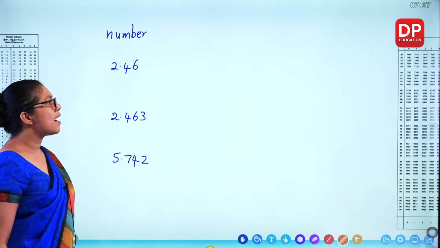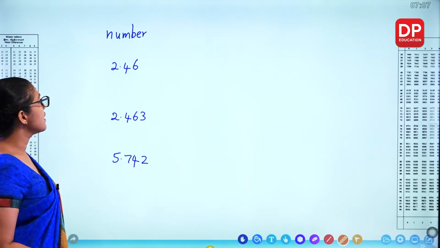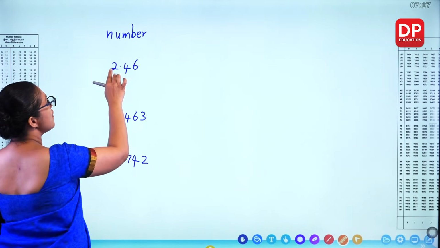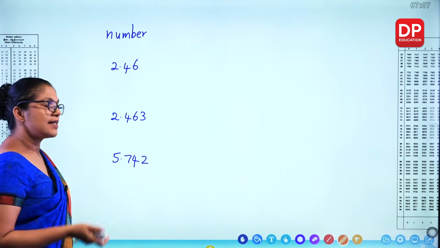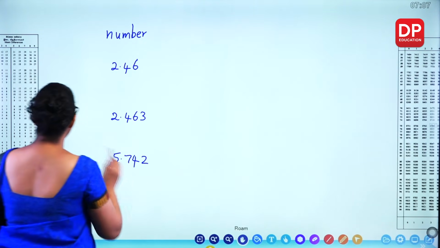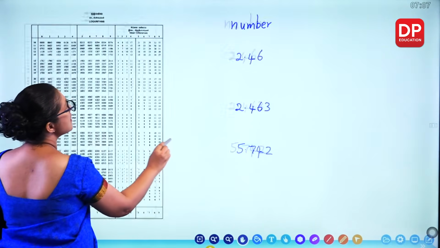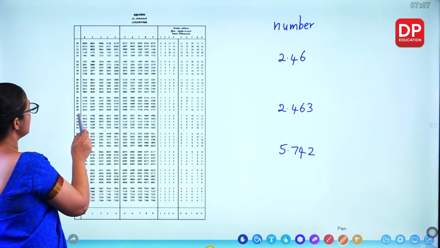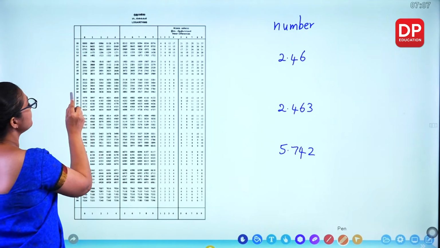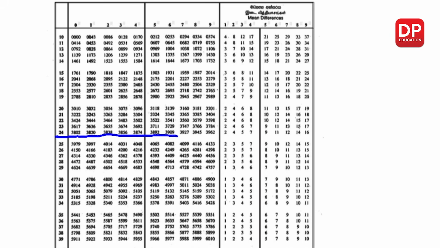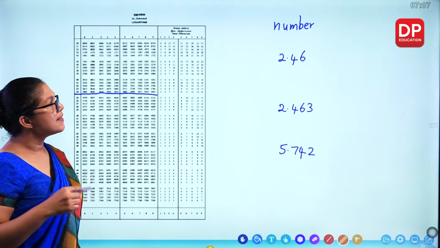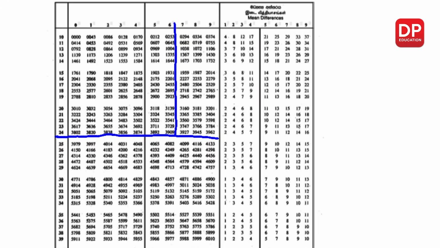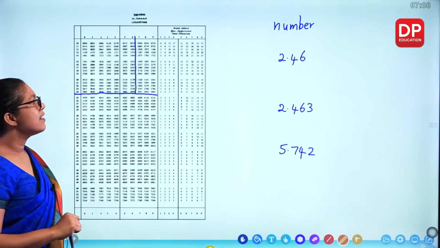Now we'll take several numbers and try to find the logarithmic value. 2.46. So what do we do? We refer to 24/6. That's less than 54, which means you have to refer to the first table. So take the row 24 and then refer to the second decimal place, that's this column, 6. What's the value? 3909.